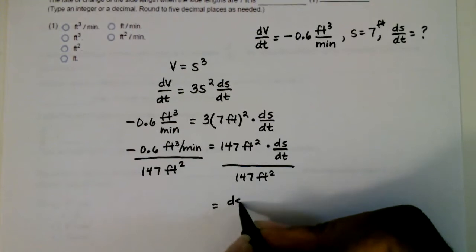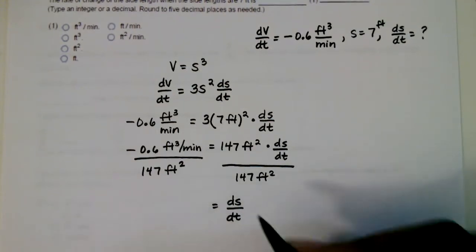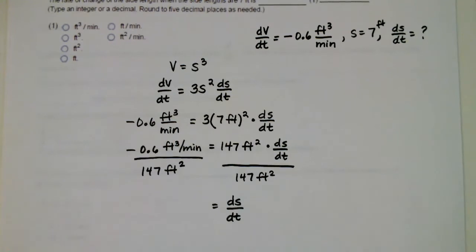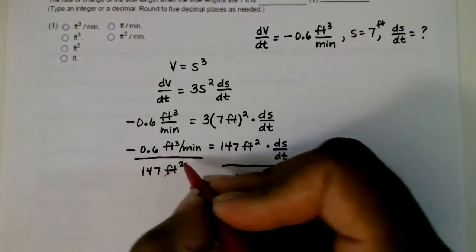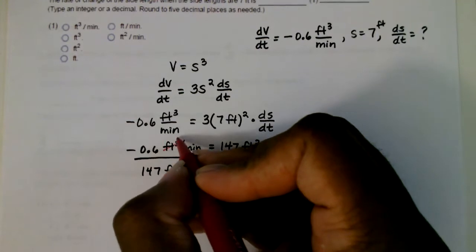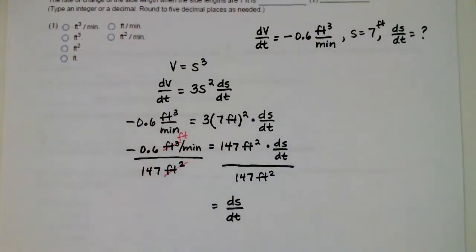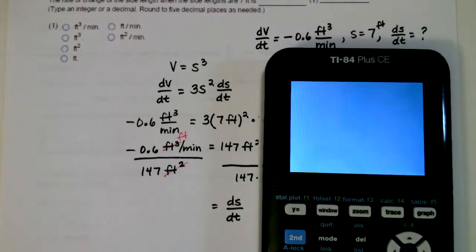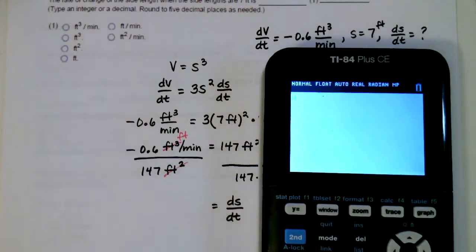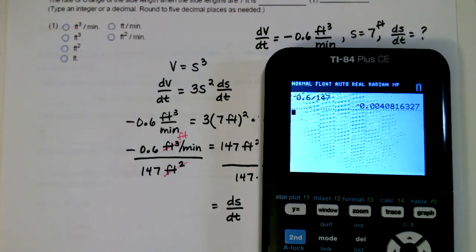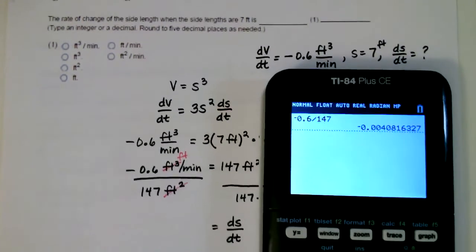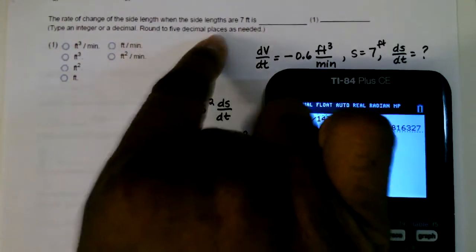So I'll have ds dt by itself, and that's equal to, now when I simplify these units, 2 of the feet will be gone. I'll be left with a foot in the numerator. And then if I divide negative 0.6 by 147, that would be my decimal value. But let's say they want this to 5 decimal places as needed. It says round to 5 decimal places.